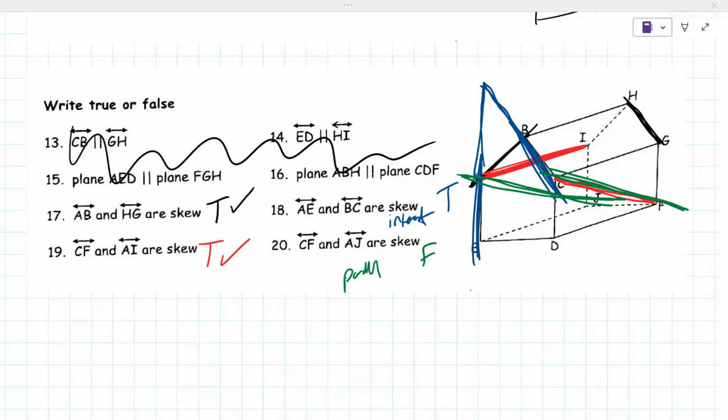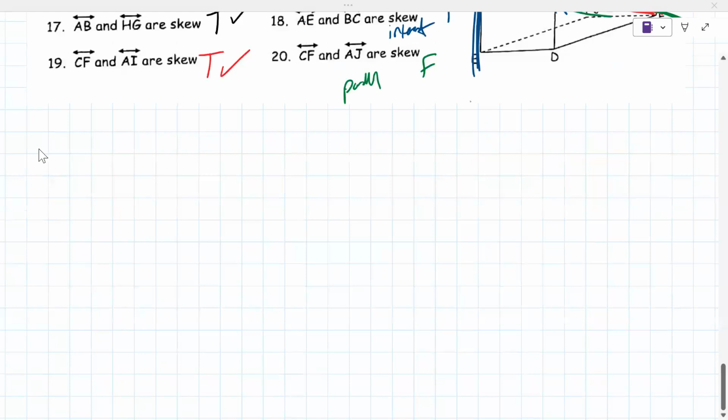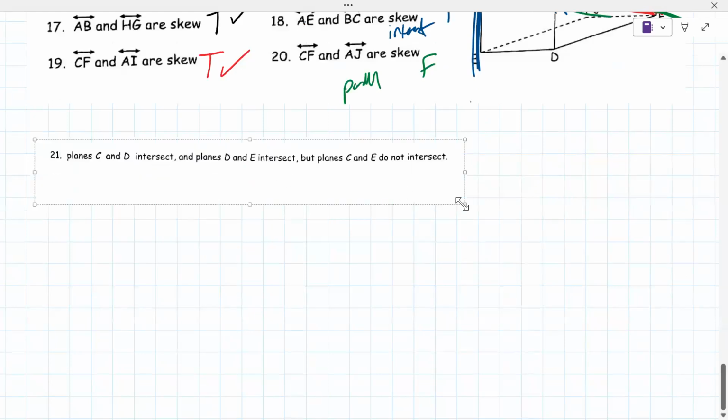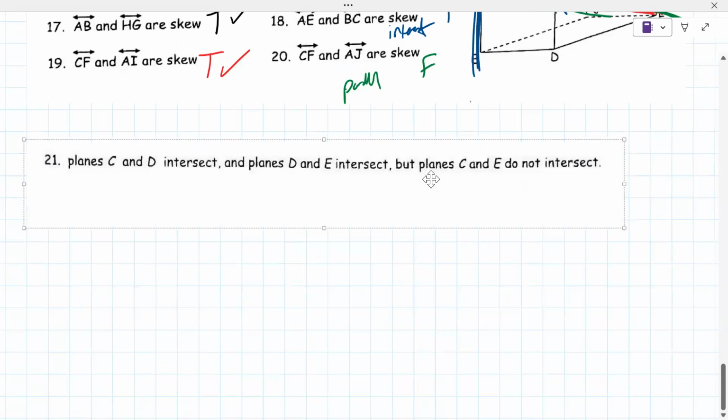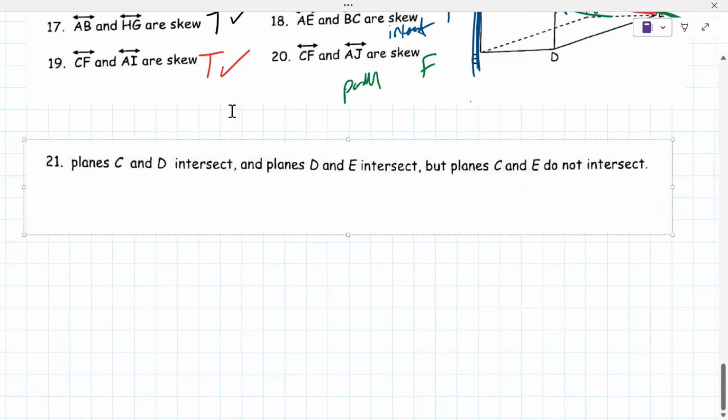There are a lot of ways to draw some of these. You're probably not going to get many questions like these on your test or quiz, because these are hard to grade for your instructor. They're also hard for students to figure out. Here it says planes C and D intersect, planes D and E intersect, but C and E do not intersect.